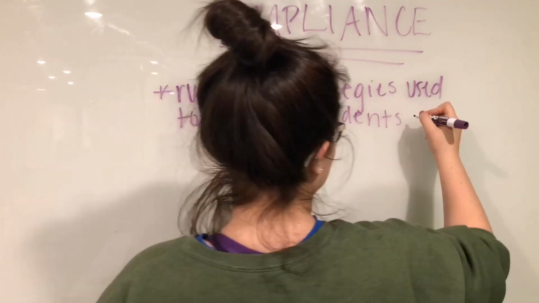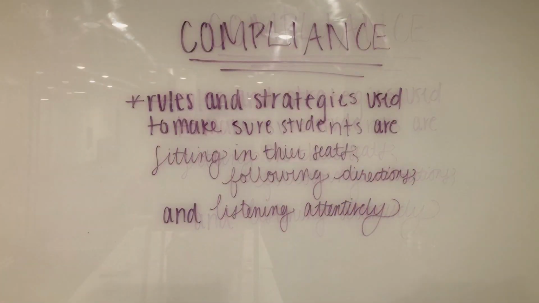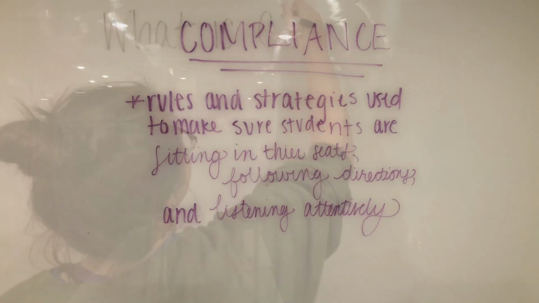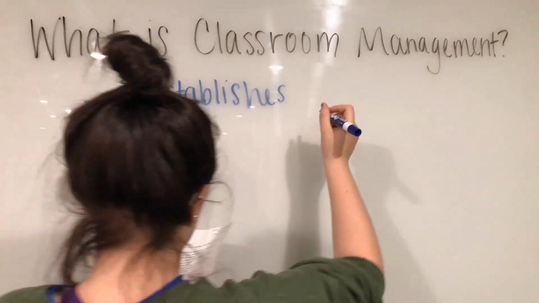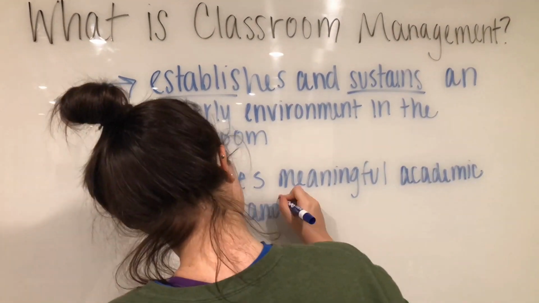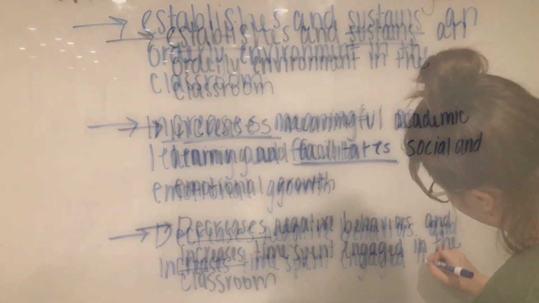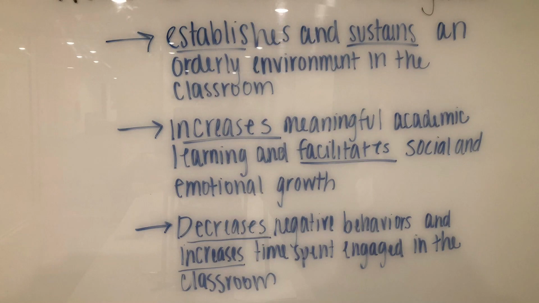One of the main focuses of classroom management is compliance. Compliance is defined as rules and strategies used to make sure students are sitting in their seats, following directions, and listening attentively. Now, what is classroom management? Classroom management establishes and sustains an orderly environment in the classroom, increases meaningful academic learning, facilitates social and emotional growth, decreases negative behaviors, and increases the time spent in the classroom engaged.